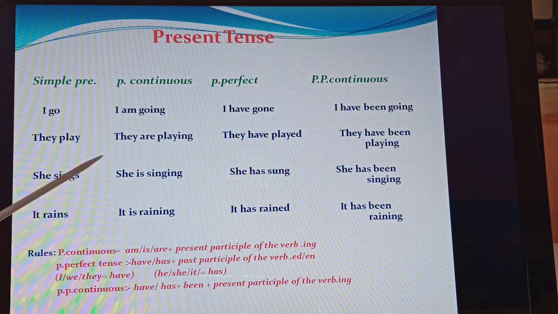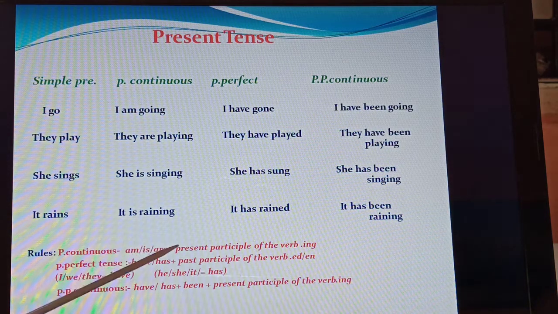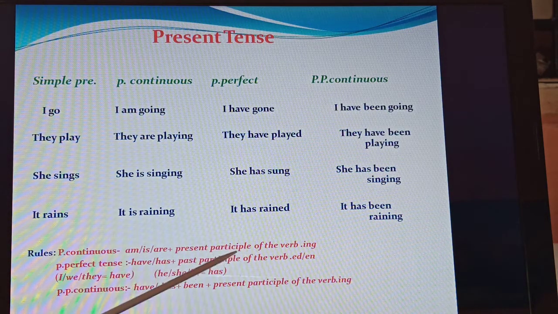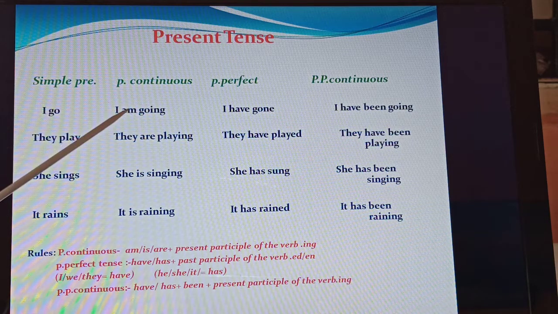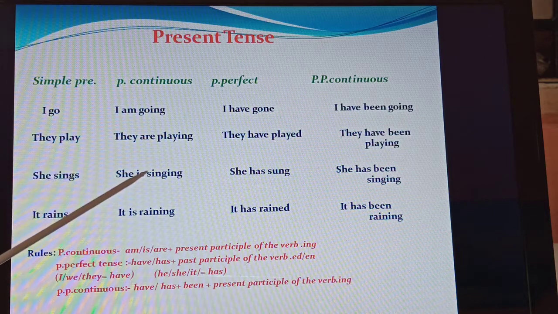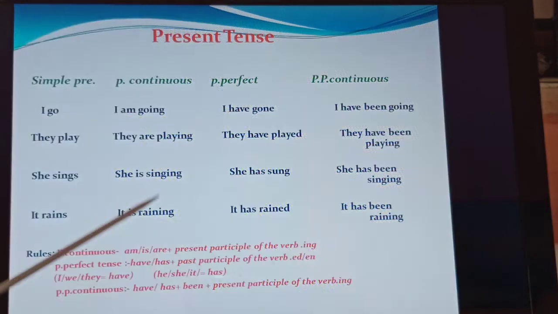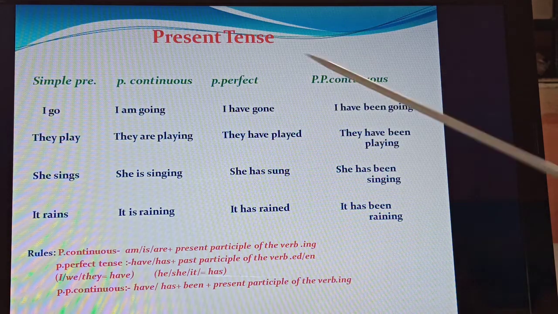How to recognize or make present continuous? You see here. Either am or is or are plus present participle of the verb. That means present participle of the verb, how to get? You just put ing to the main verb and you will get the present continuous. I go, I am going, because it is singular. I, therefore it is I am. They, naturally it will become are because it is plural. She, again is, and ing form of the main verb. We call present continuous.